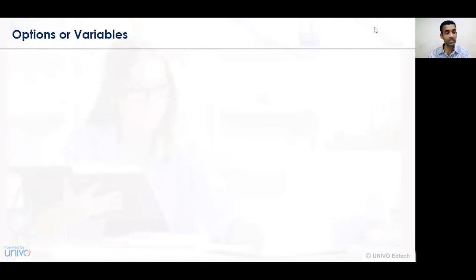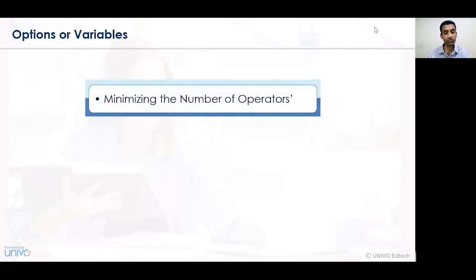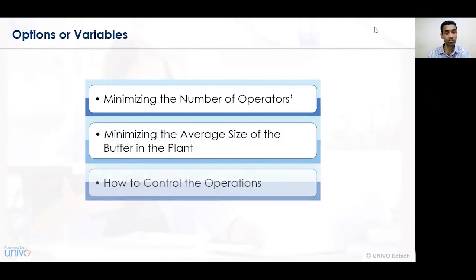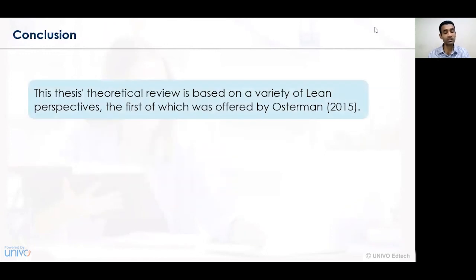Now let's understand what the various options or variables are that are available for better productivity. So minimizing the number of operators, minimizing the average size of the buffer in the plant, and lastly, how to control the operations are the various options or variables that are available for the control of operations in business organizations. So this particular case study or research focuses on how the various varieties of lean perspectives can be implemented, the first of which was offered by Osterman in the year 2015.